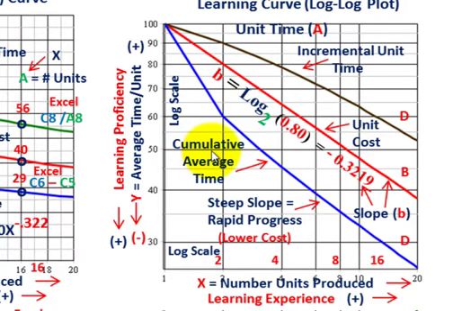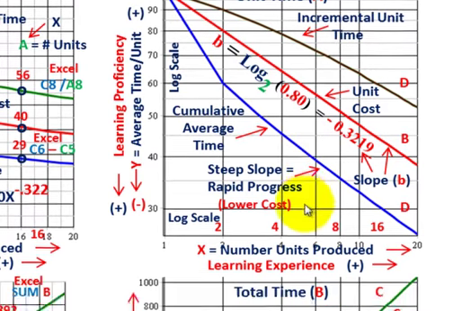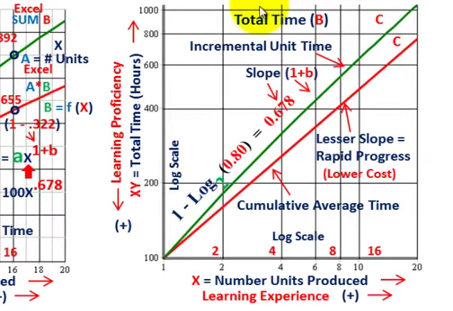So the better curve as far as our learning rate, because we're learning at a faster rate, is using the cumulative average model. And if you lay it out on a log-log graph, it's easy to look at and make the comparison between the two. So that's what you want to look at. And then finally, let's go down here. Just looking at total time, the incremental unit time didn't decrease as fast as the cumulative average time, so you're going to have a greater total time in hours.